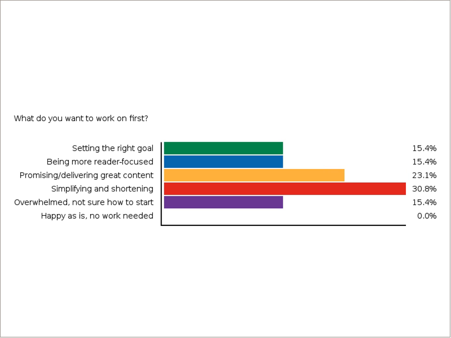Setting the right goal for your newsletter, so not just updating people generically. Being more reader-focused, maybe segmenting your list or just getting really intentional about being that really good gift giver. Promising and delivering great content on a good schedule so that people can really look forward to it. Simplifying and shortening the newsletter. Or, really thinking about some of the things you saw and the evolutions I showed you, you are overwhelmed and not sure where to start, or you really think you got this and you're in pretty good shape actually.